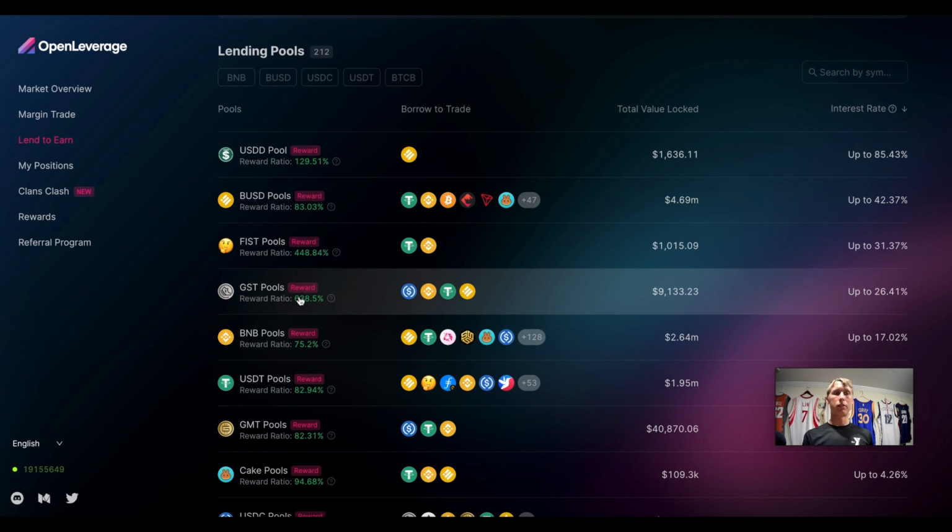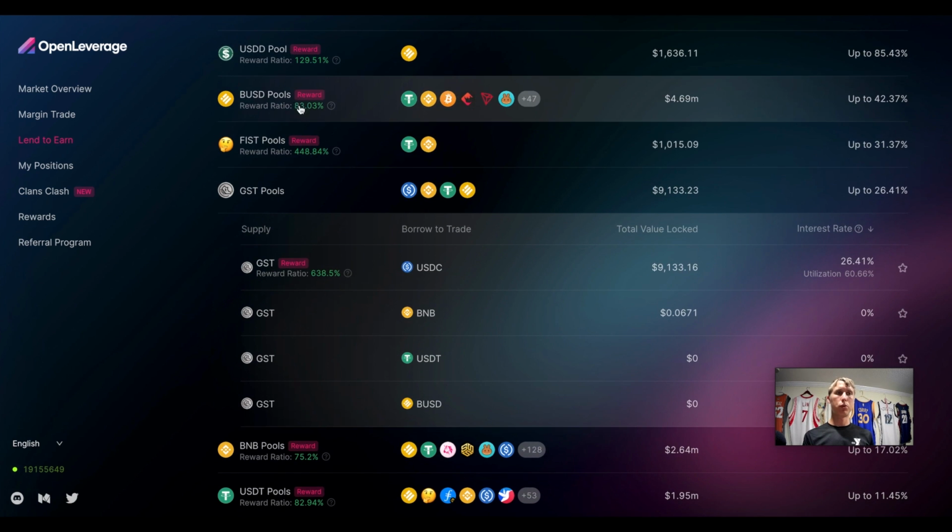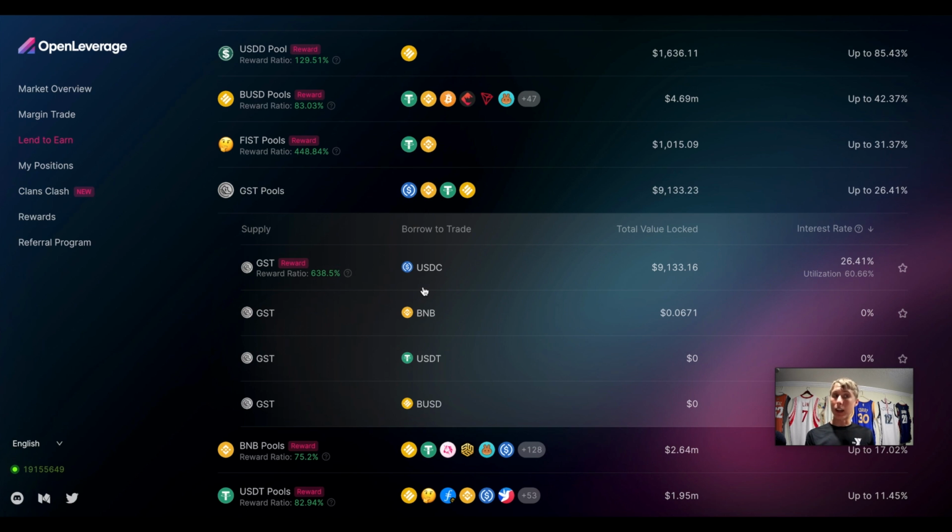Now, I don't only have to do USDD. I can try any of these other GST pools, FIS pools, BUSD pools. I can select any particular pool that I want. Because remember, this is a decentralized margin trading platform. Anyone can make these different pools.